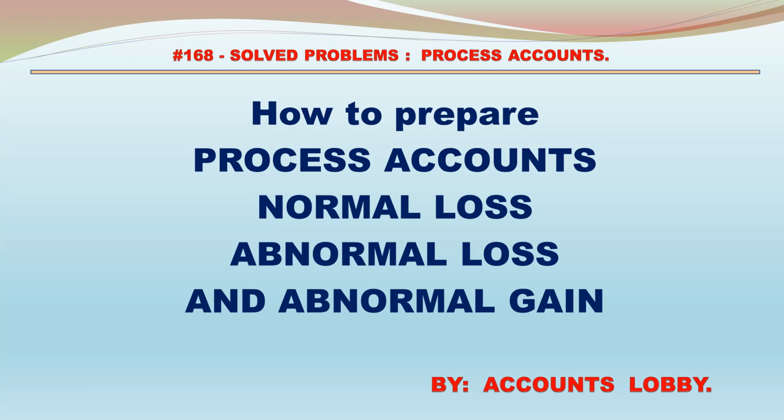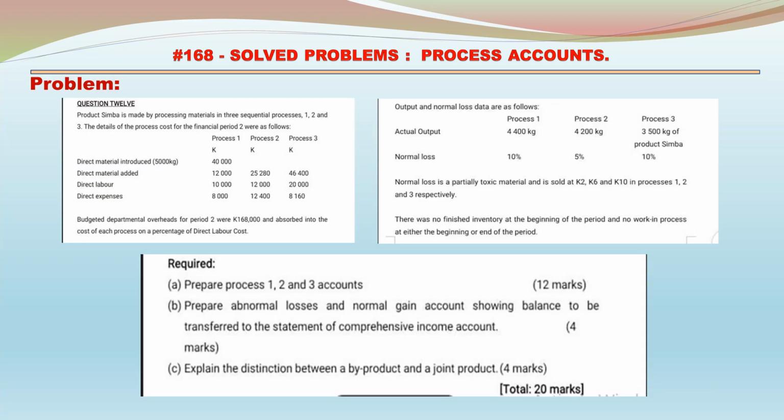Solved problems. Process accounts. How to prepare process accounts, normal loss, abnormal loss, and abnormal gain. Problem. Product Simba is made by processing materials in 3 sequential processes 1, 2, and 3. The details of the process costs for the financial period 2 were as follows. Process 1, Process 2, Process 3.